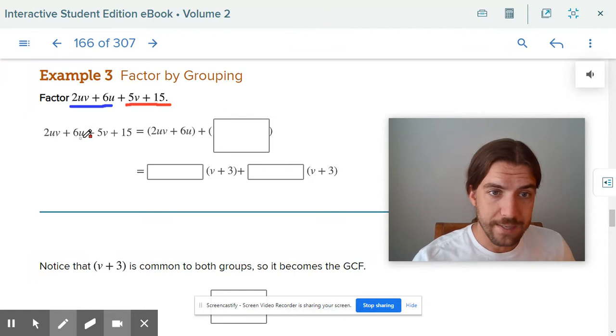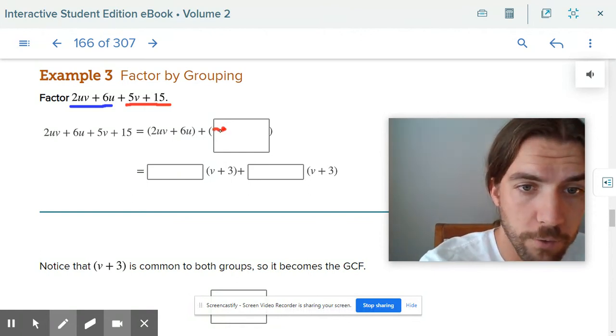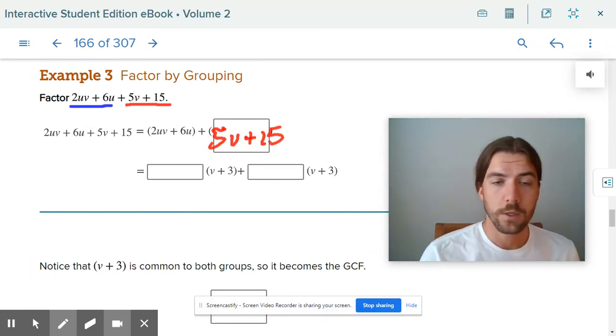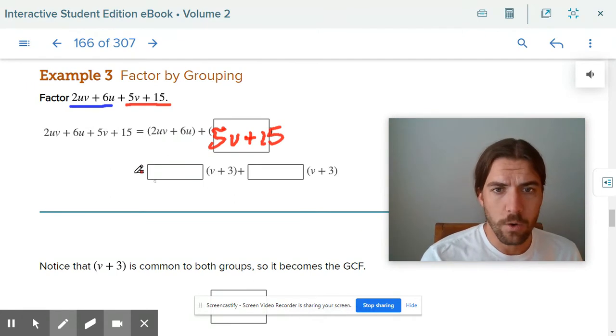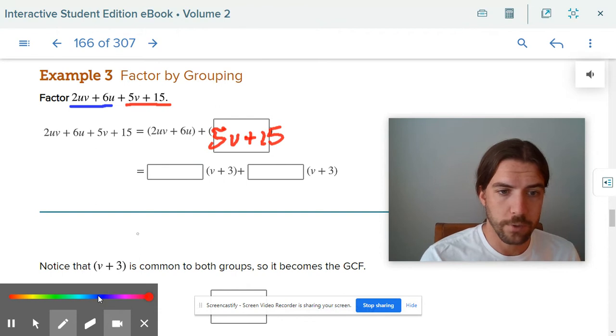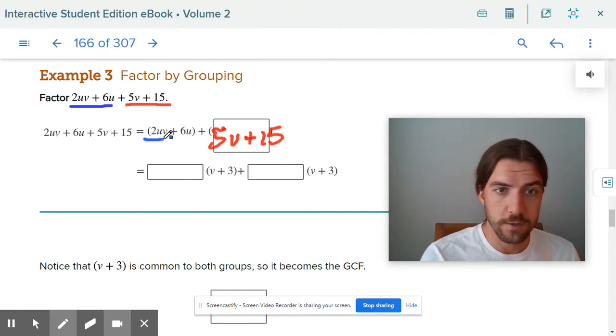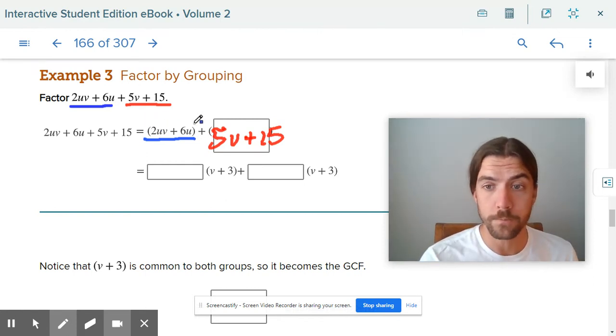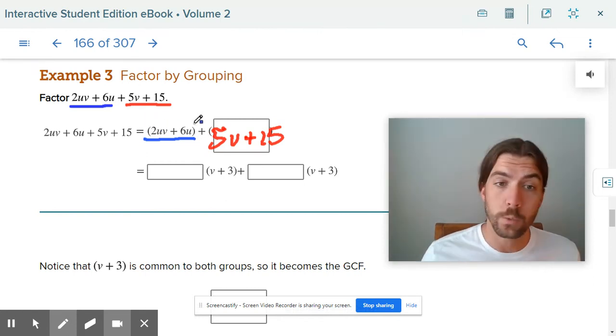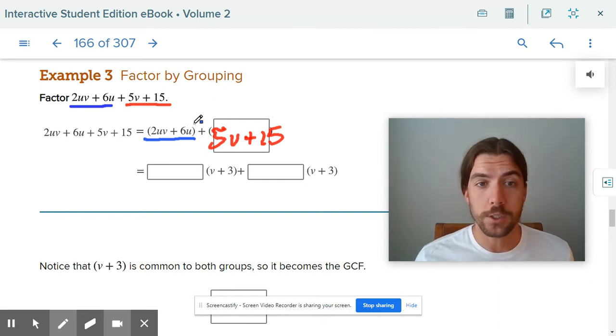So when you look at the next line here, they've shown that one group was our blue group, and the other one they're just showing is our red group, our 5v plus 15. Okay, so now on the next line, they're doing something new. What they've done here is they've said, all right, we have 2 groups, our blue group and our red group. And since we have separated this down to a 2-term polynomial, well, we know what to do with a 2-term polynomial. We just try to take out whatever is our common factor.